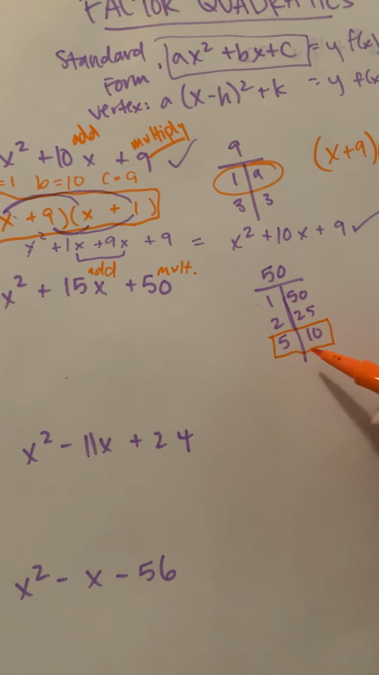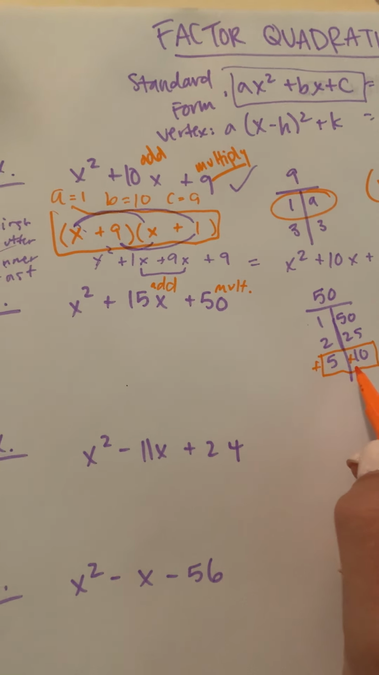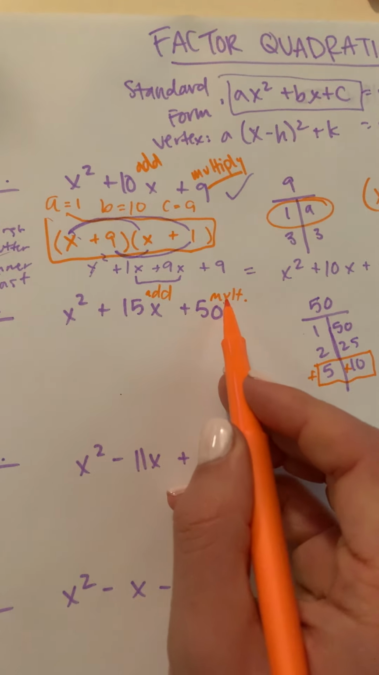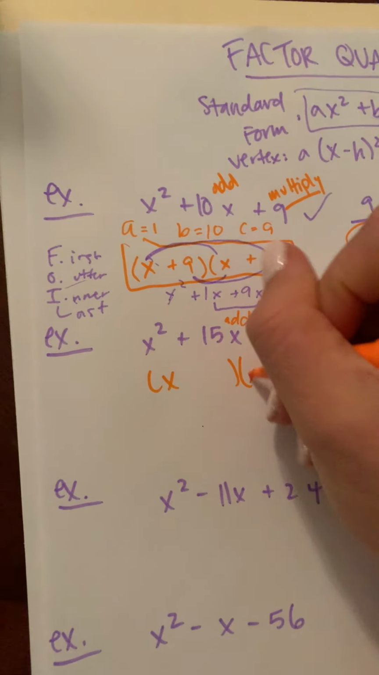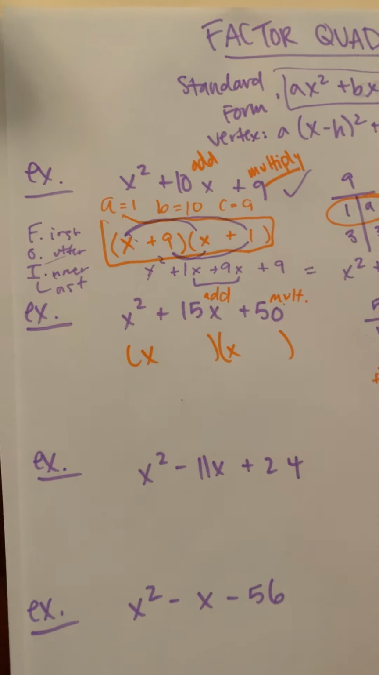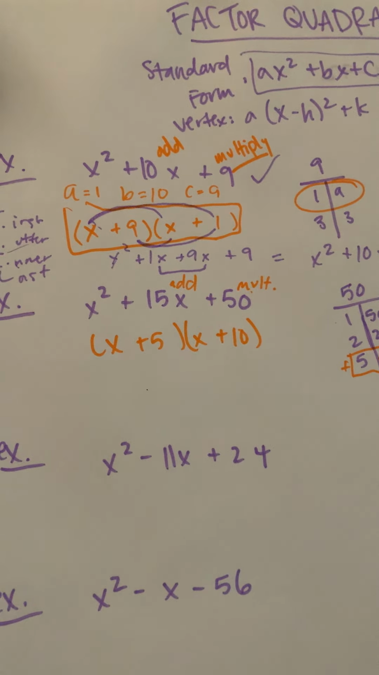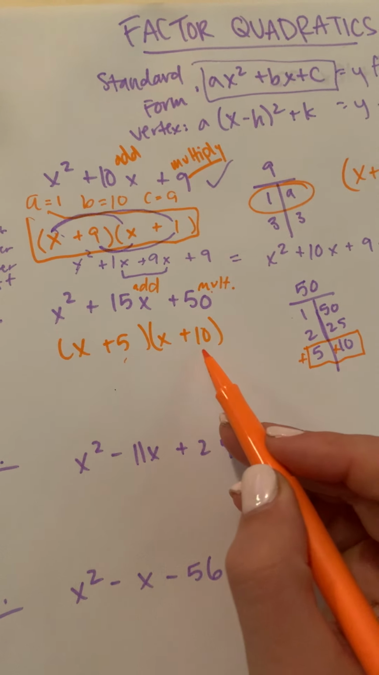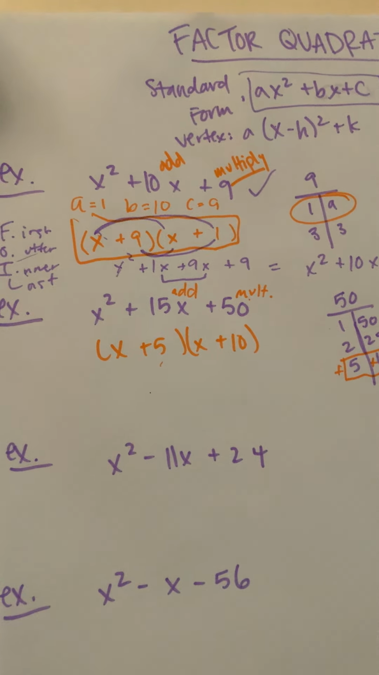This guy, 5 and 10. If we add those numbers, if we make it a plus 5 plus 10, that will multiply up to positive 50 and add up to 15. So I put x and x, because that's the only way I can get x squared, plus 5 plus 10. And you have factored. Because 5 times 10 will get 50, plus 5 plus 10 will get plus 15.